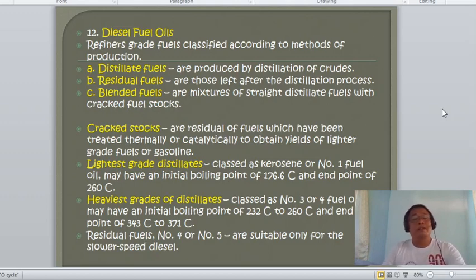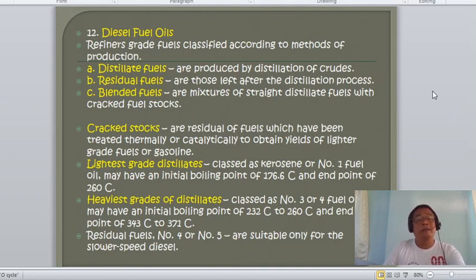So, what is a cracked fuel stock? It is a residual of fuels which have been treated thermally or catalytically to obtain a yield of lighter grade fuels or gasoline. Another is the lightest grade of distillates, classed as kerosene or number 1 fuel oil. It has an initial boiling point of 176.6 degrees Celsius and an end point of 260 degrees Celsius.